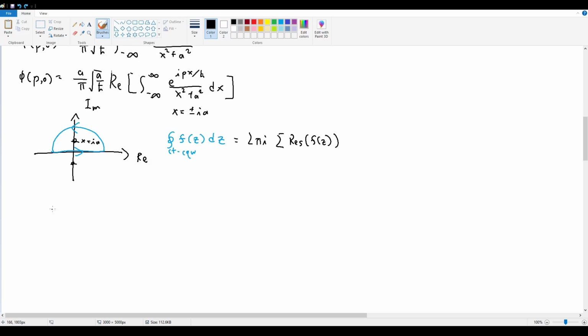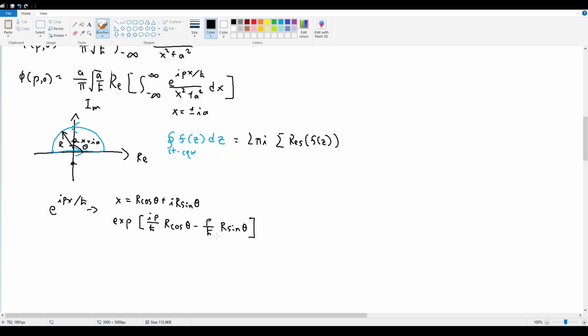If you convert this into polar coordinates, we know that x equals r cosine theta plus i r sine theta, where this is my r, and then I have some theta. In that case, if I plug this into here, this becomes exp of ip over h bar r cosine theta minus p over h bar r sine theta.